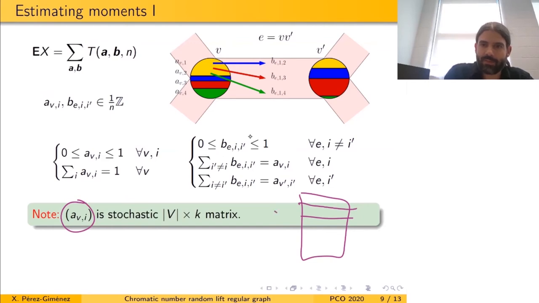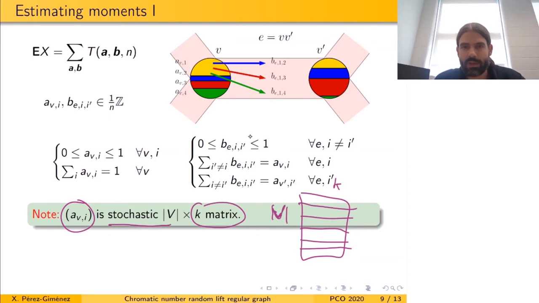You have a fiber for each vertex of the base graph. You can lay down the A's. So each row of my matrix is a probability distribution. I get a stochastic matrix with as many rows as vertices in the base graph, and one column for each color. So I have k columns and these many rows. It's a stochastic matrix, but it's not square in general, it's rectangular.